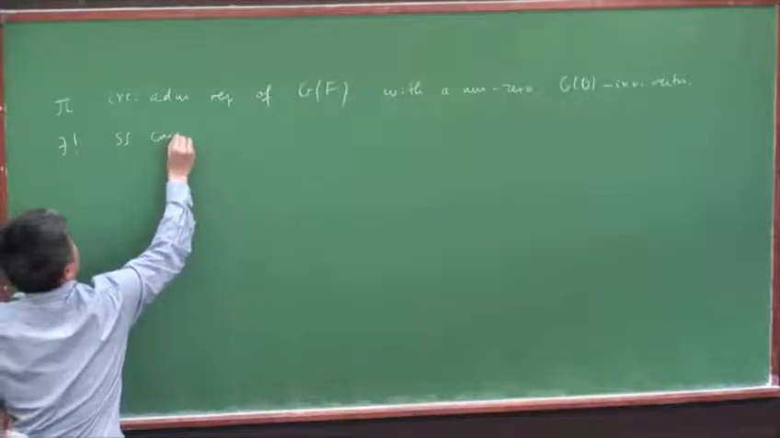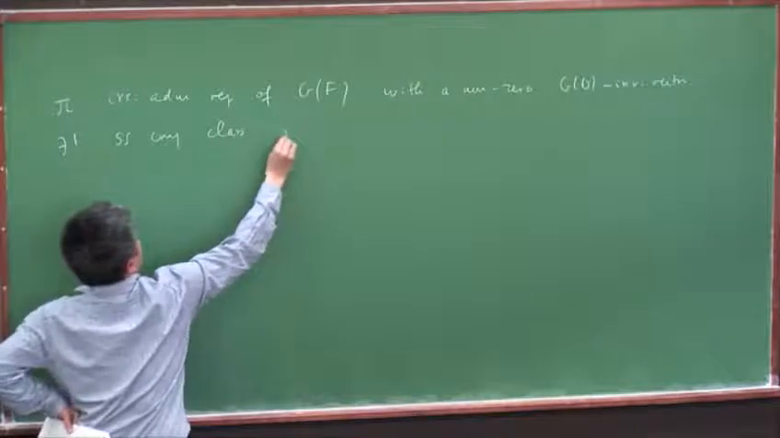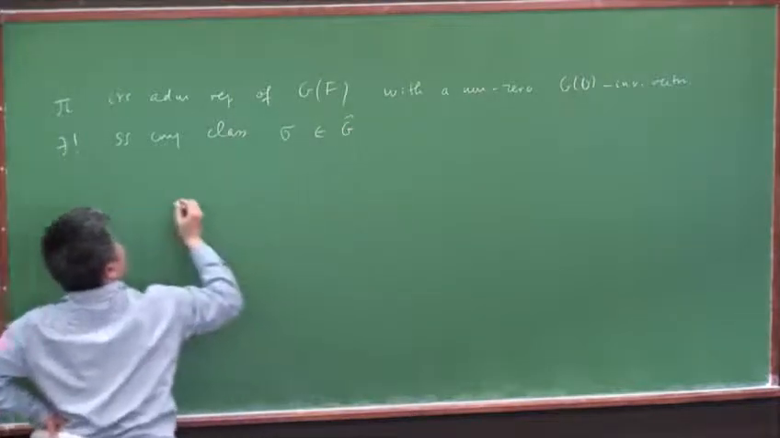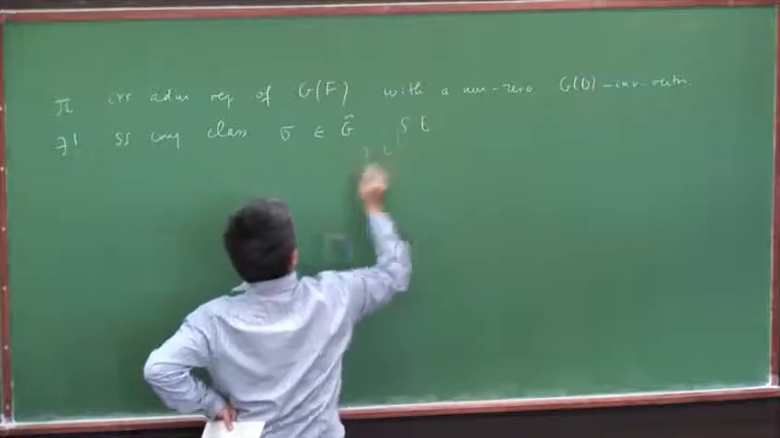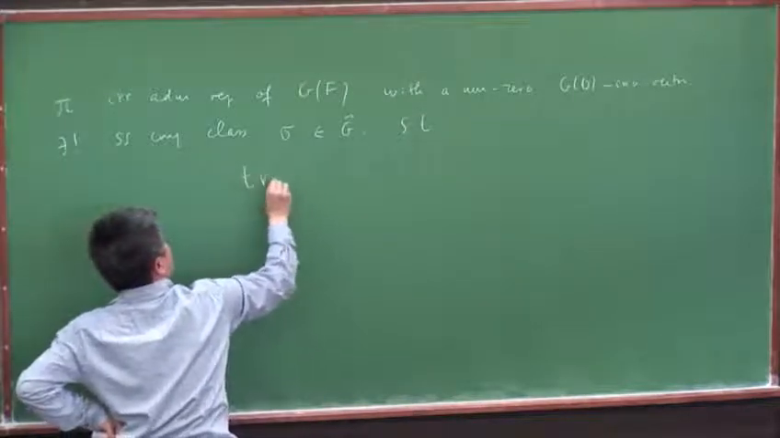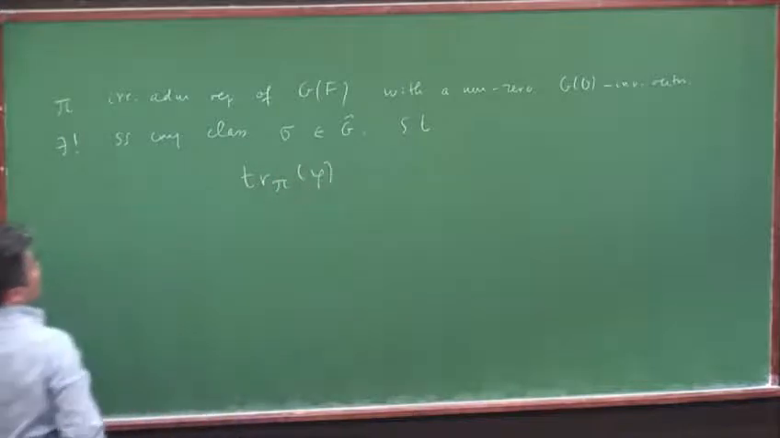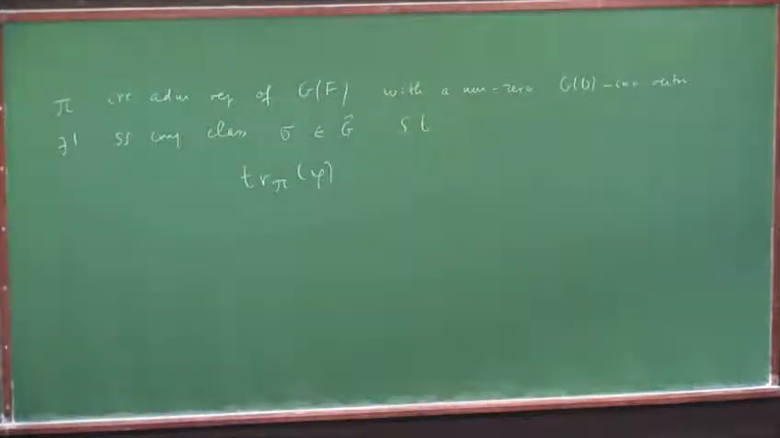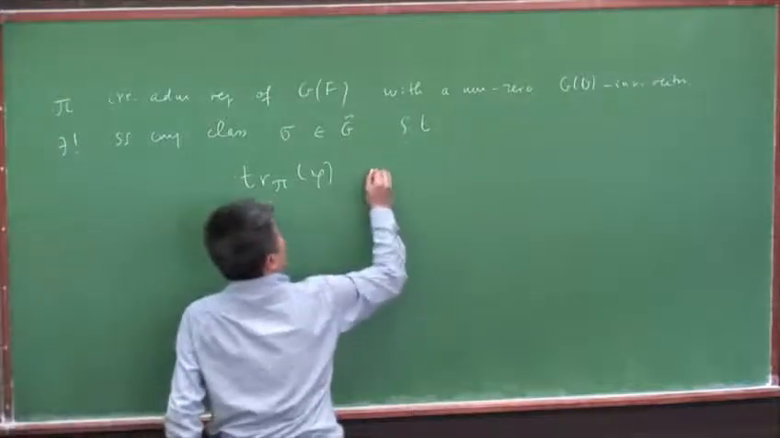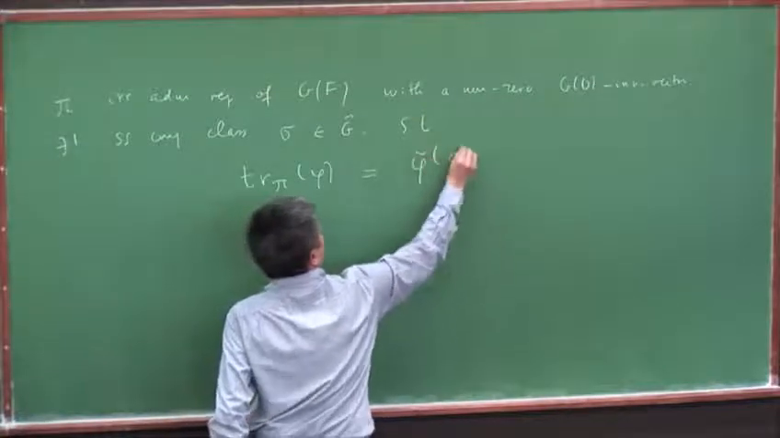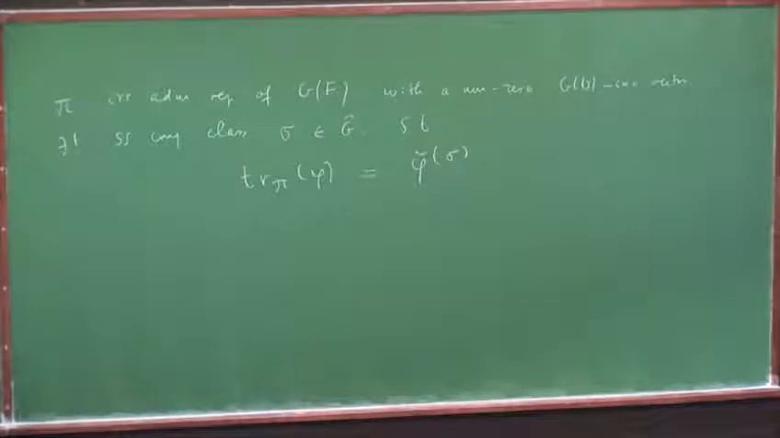semi-simple algebraic class sigma in G hat such that the trace of phi on pi. Obviously, even for phi inside the Hecke algebra, that would project everything to the non-zero G(O)-invariant vector, so you can say the trace is equal to evaluating at sigma. So we have this map phi to phi tilde.